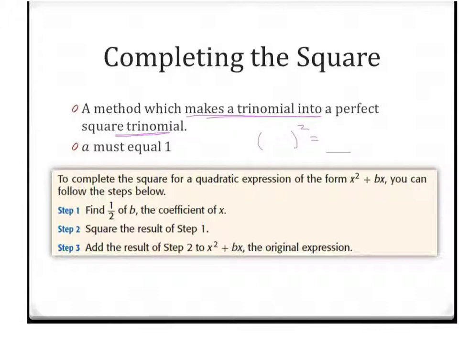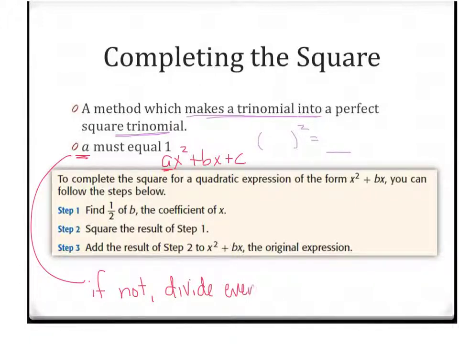In order to complete the square, first of all, a must be 1. So if you're looking at ax squared plus bx plus c, a has to be equal to 1, and if it's not, we're going to divide everything by a, and that will then make a equal to 1.